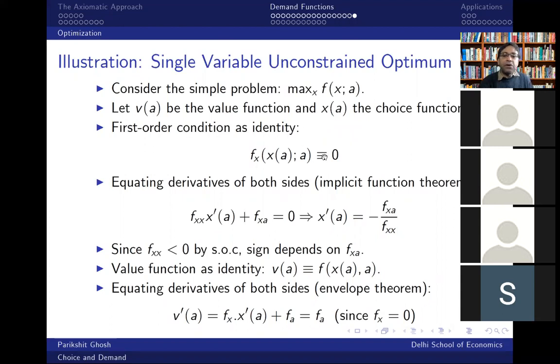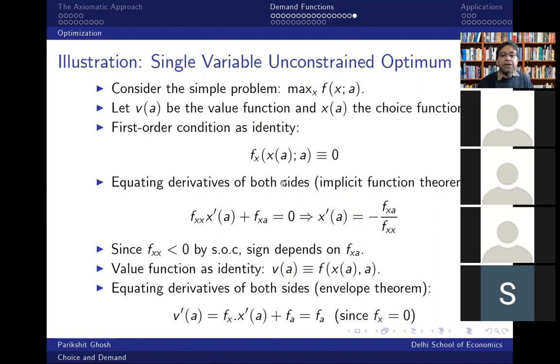So we'll have a first order condition, again assuming an interior solution, that the partial derivative of our yield function with respect to x, the choice variable, should be equal to 0. And if I plug the choice function into this equation, then it becomes an identity just as before. This is basically the trick the implicit function theorem does. Once you plug it in, it's an identity, and you can equate the derivatives, etc.